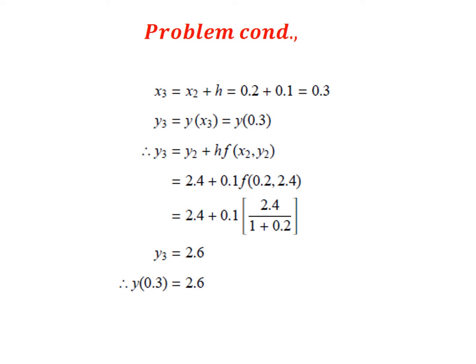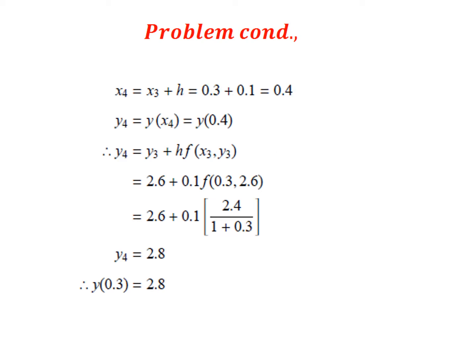So how will you find out this f of 0.2 comma 2.4 from the given equation? In the given problem, they are given f of x comma y. From that I need to replace x is equal to 0.2 and y is equal to 2.4. I will get this structure. So after simplifying this particular thing, I will get y3 is equal to 2.6. So therefore y of 0.3 is equal to 2.6.